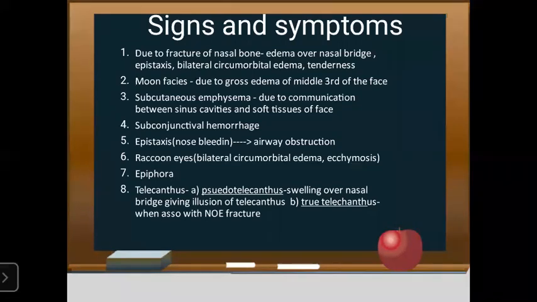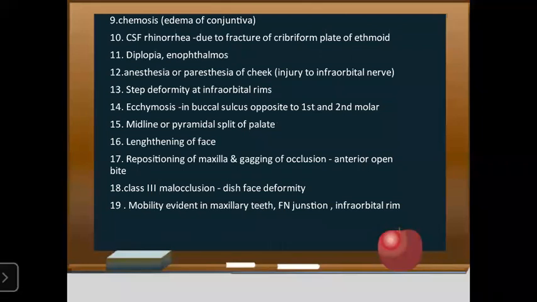Telecanthus, it is the increase in the inner canthi of the eye. It can be either pseudo-telecanthus or true telecanthus. Pseudo-telecanthus is an illusion created due to the swelling over nasal bridge, whereas true telecanthus is seen usually in nasoorbitoethmoid fracture. Chemosis, which is the edema of conjunctiva. CSF rhinorrhea due to the fracture of cribriform plate of the ethmoid. In this, CSF leak is seen.